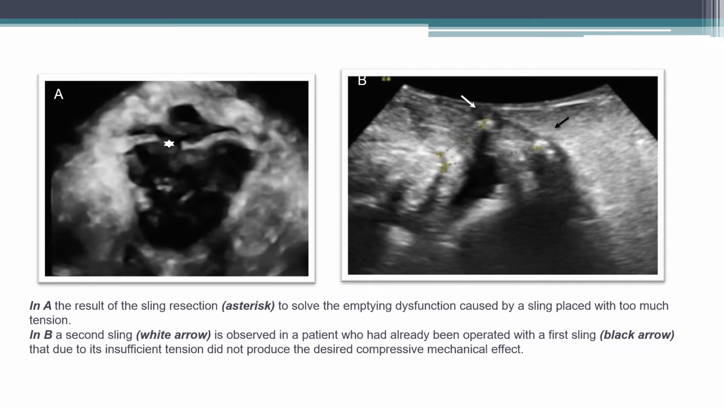In Figure A, we can see the result of the sling resection, marked with an asterisk, to solve the emptying dysfunction caused by a sling placed with too much tension. In Figure B, a second sling, marked with the white arrow, is observed in a patient who had already been operated with the first sling, marked with a black arrow, that due to its insufficient tension did not produce the desired compressive mechanical effect.